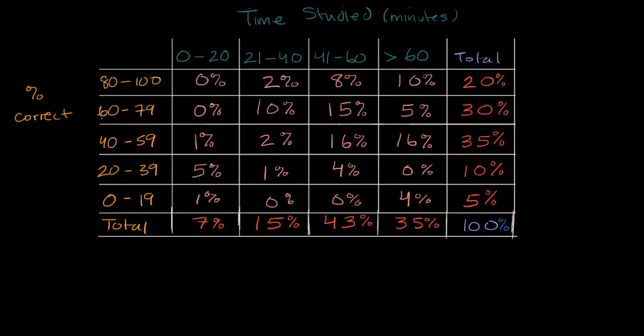And then we also create buckets for the percent correct. So 0 to 19% correct, 20 to 39% correct, 40 to 59% correct, 60 to 79% correct, or 80 to 100% correct. And then we figure out what percentage of our entire student population falls into each of these categories. So for example, 2% of our students studied 21 to 40 minutes and got between 80 and 100% on the exam. 16% studied for more than an hour, more than 60 minutes, and got between 40 and 59% on the exam. So what I have right over here is a two-way table.